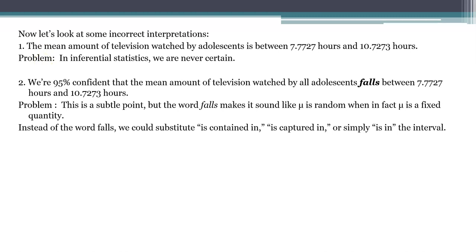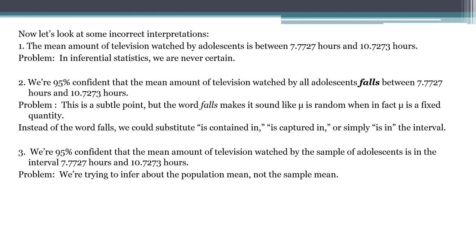Next one. We are 95% confident the mean amount of television watched by all adolescents falls between those two values. I realize this may sound picky, but saying the word falls makes it sound like the population mean is moving around. I picture a marble on a roulette wheel jumping around until it lands someplace. But that's not what's going on with the population mean. The population mean is a fixed quantity. It doesn't move around. So if you say falls, it makes it sound like it's moving around when it's really not. So we're going to avoid the use of the word falls.